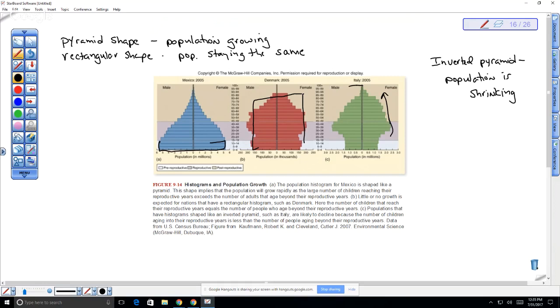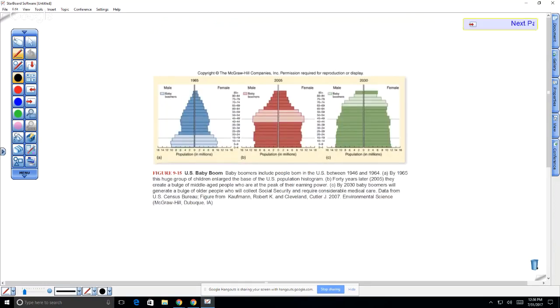And so we have to figure out how we're going to deal when populations decline. How do we deal with that period of time where your population is aging and most of the people are over the age of 60, for example? The US has a really interesting example here of the baby boomers.